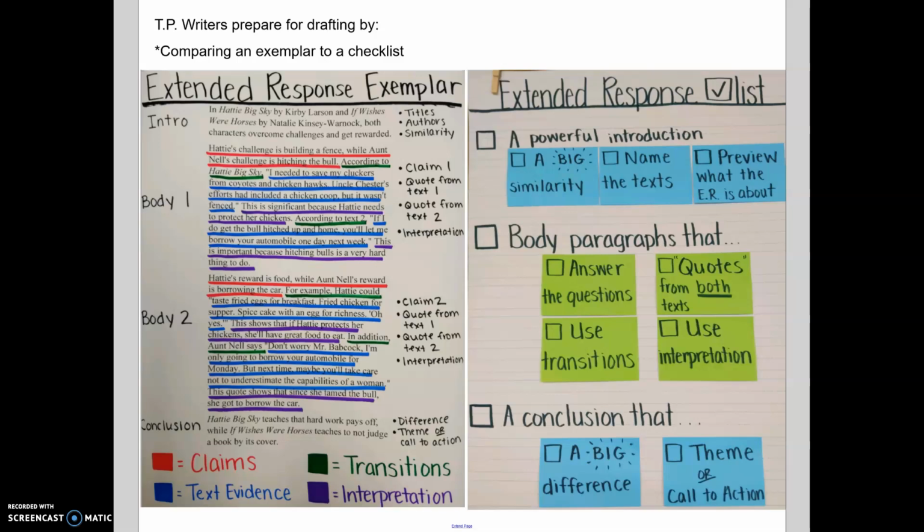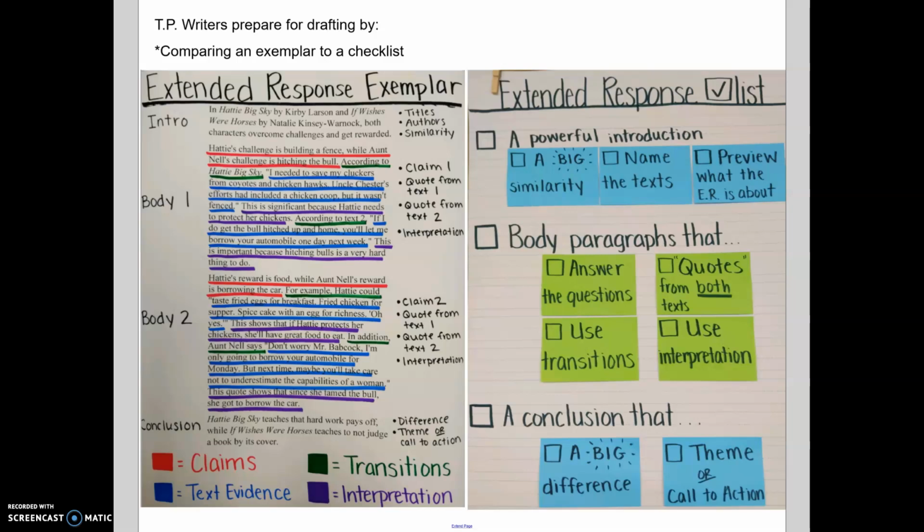So we're going to read this exemplar that we actually wrote together earlier this year, and we're going to match it up with the checklist and see what our extended responses should look like. So we're going to start with the introduction.